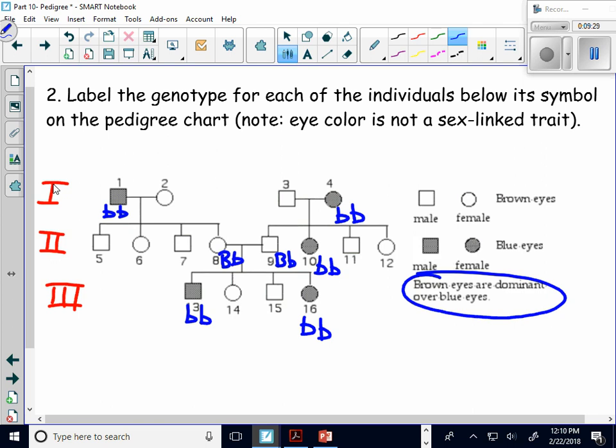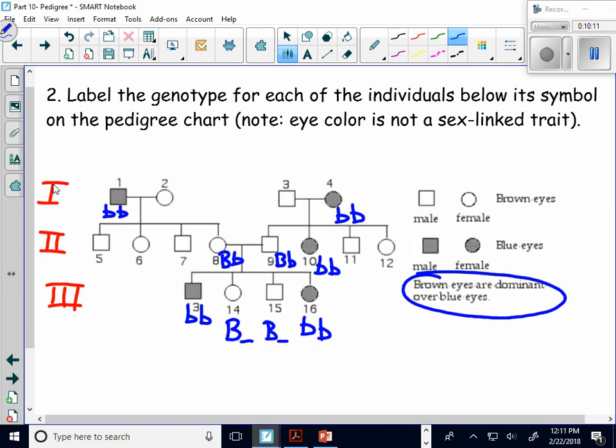Okay. Now, does that help us with 14 and 15? They have to be dominant. Good. They have to be dominant, so we can put big B's there. Do we know the other one? We don't know. Could it be little b? Yeah. Could it be big B? Yeah. So we're just going to put, like I said, I like to put that little dash there. Some people put question marks there.